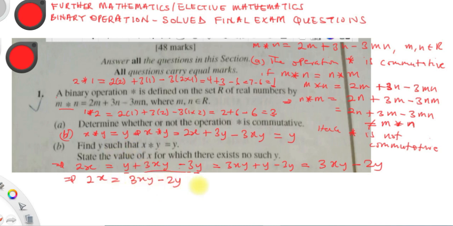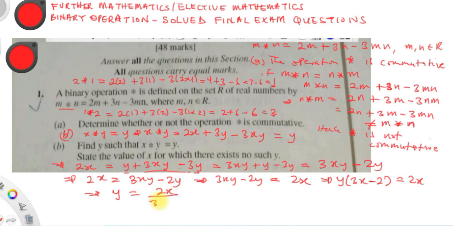So what you do is that you can turn this. This implies that you can say 3xy minus 2y is equal to 2x. So this implies we have to find y. How do you find y? Factorize y. y is common. So y out, we have 3x minus 2. This is equal to 2x. So this implies that y is equal to 2x all over 3x minus 2. So this is what we have.